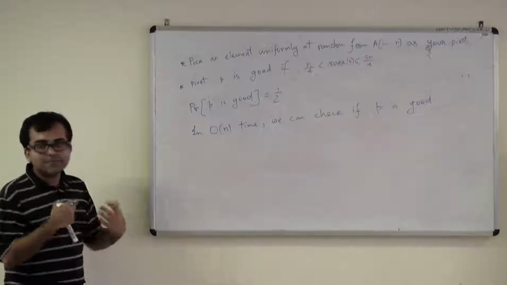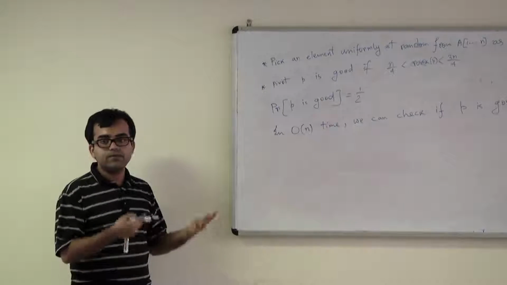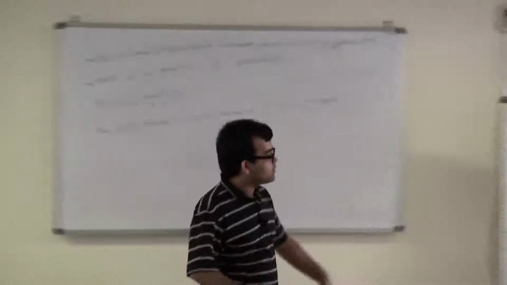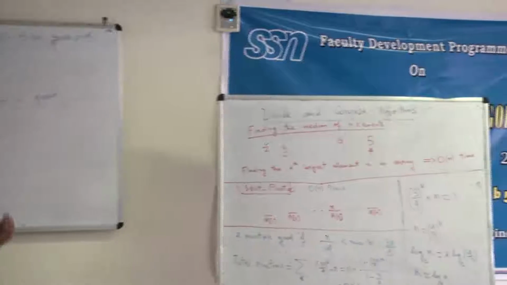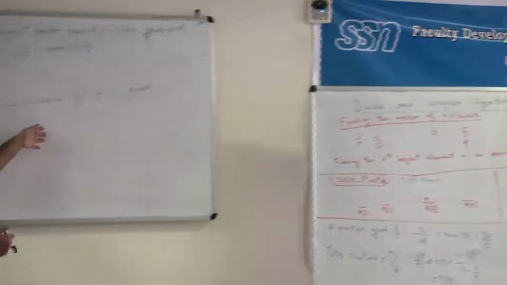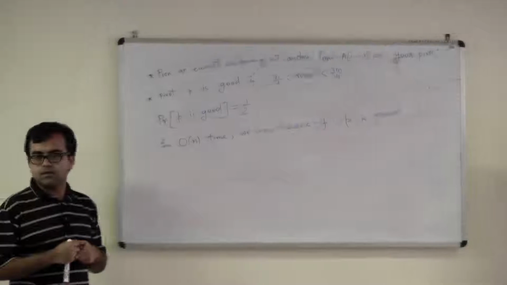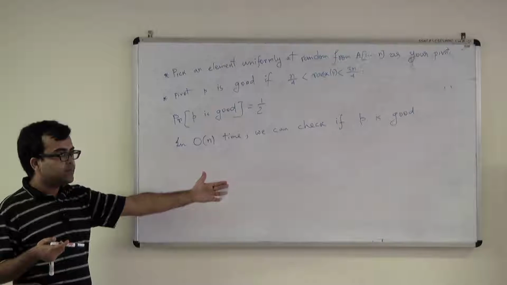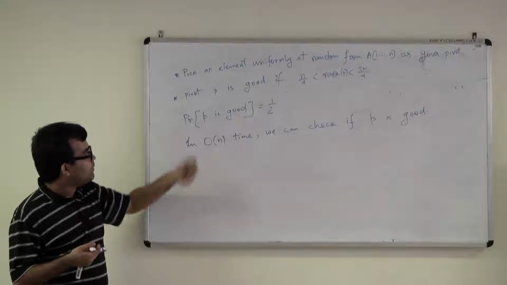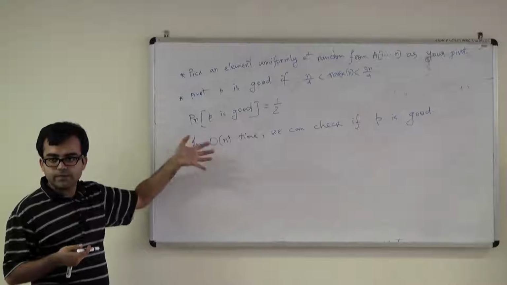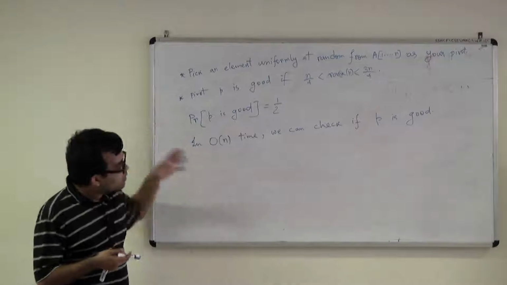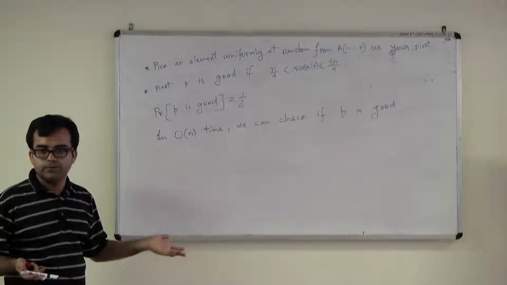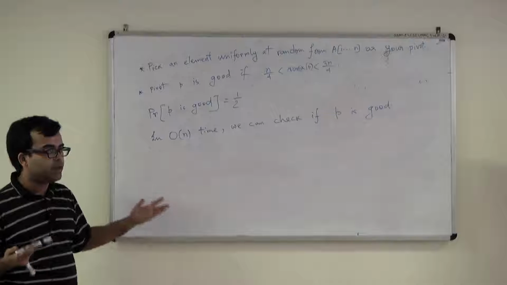Then what is the expected time you will spend to implement this split pivot step with a good pivot? It's 2 times O of n, right? Which is still O of n. And why is it 2 times O of n? Because in expectation you will pick 2 random pivots, you will perform the split pivot subroutine with each of them, and one of them will turn out to be good. So the total time you spent is still O of n.